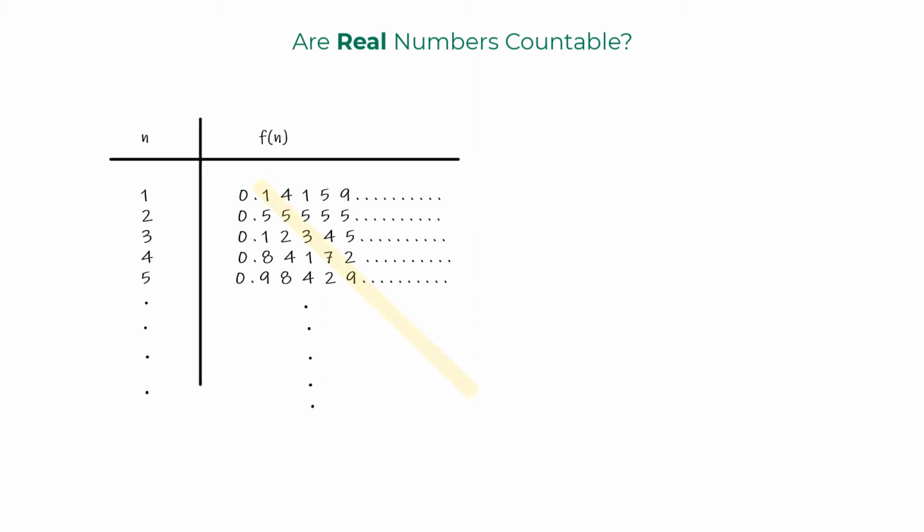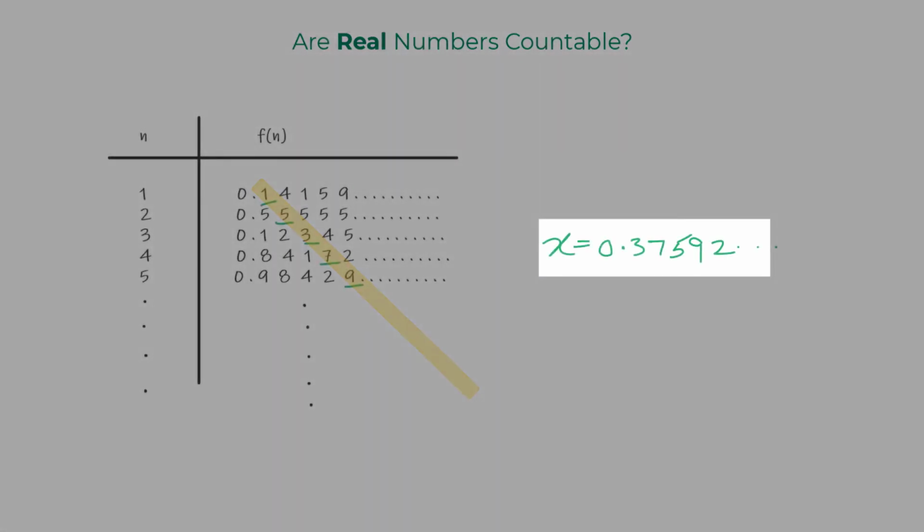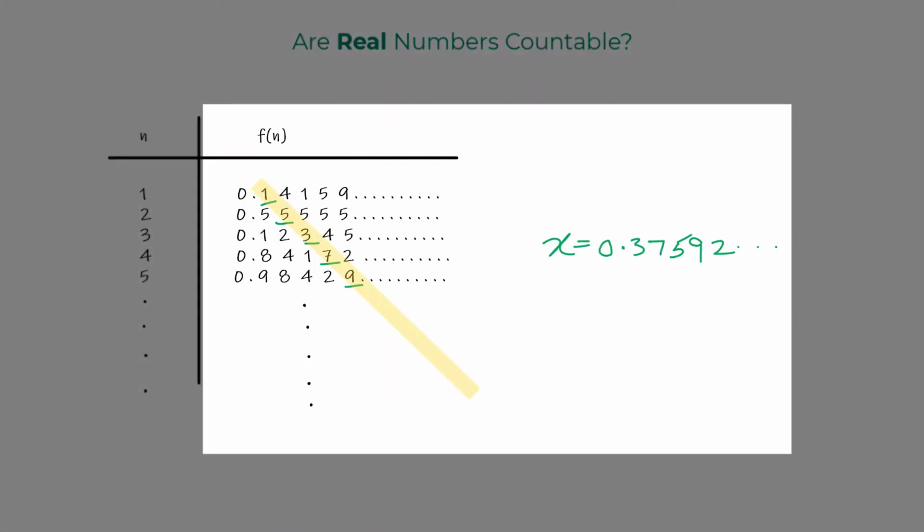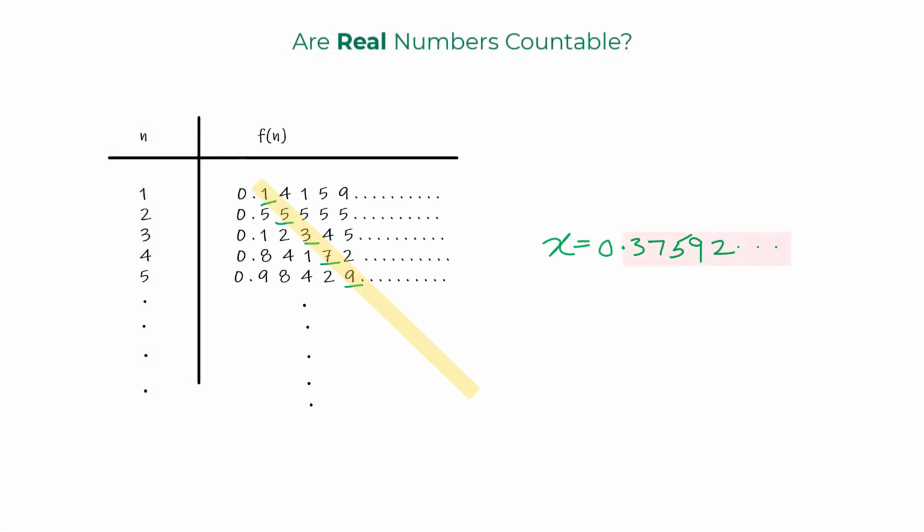Now, what I'm going to do is focus on the diagonal. I will create this new number x in such a way that the digits in x are anything different than the number we have in the diagonal for that particular digit. I can keep doing this for every number in the infinite set. So clearly, this number x cannot be in the f of n because it differs from every element in f of n at the diagonal.